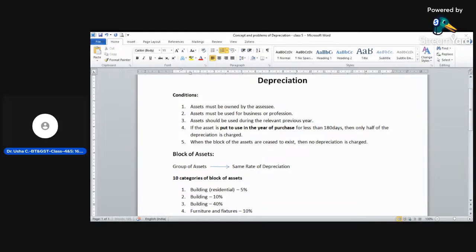So when the assets have ceased to exist, the depreciation will not be charged at all. These conditions must be kept in mind before calculating the amount of depreciation. One: if the asset is put to use for less than 180 days, then half of the depreciation will be charged. Two: if the assets have ceased to exist, then depreciation will not be charged at all.